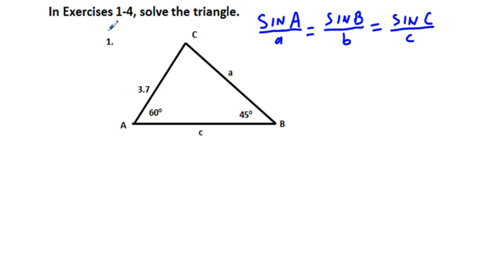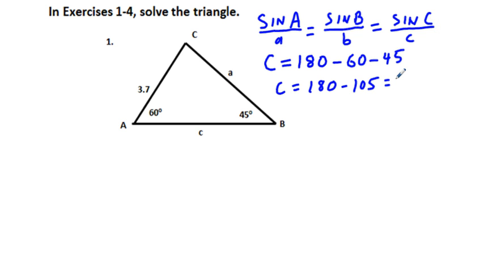So in exercises 1 through 4, solve the triangle. Solving the triangle means finding all sides and angles. Here we have angle A 60 degrees, angle B 45 degrees, and we don't have angle C. We can find angle C if we take 180 degrees and subtract out angle A, which is 60 degrees, and subtract out angle B, which is 45 degrees. Angle C is 180 minus 60 and 45, which is minus 105 degrees, which equals 75 degrees. So that's our first thing solved for, angle C, 75 degrees.